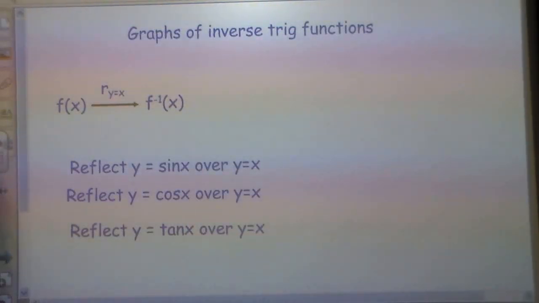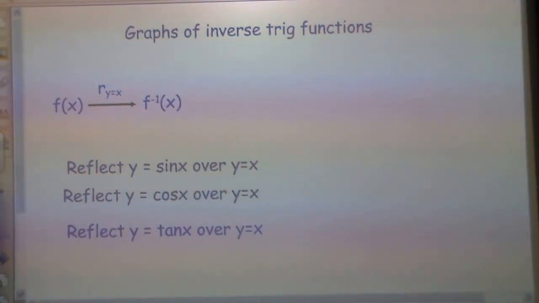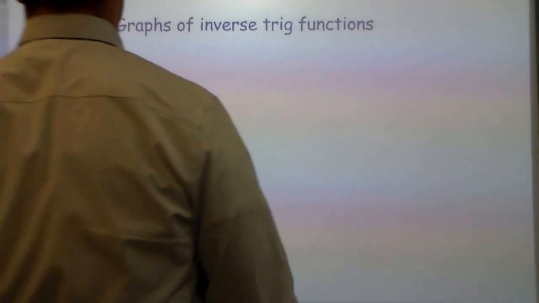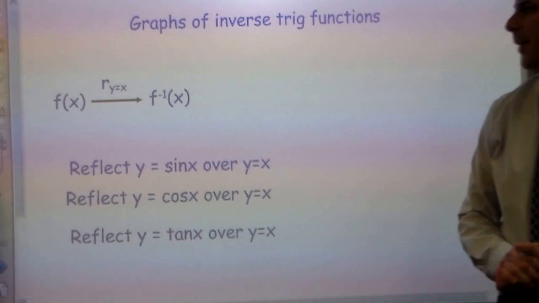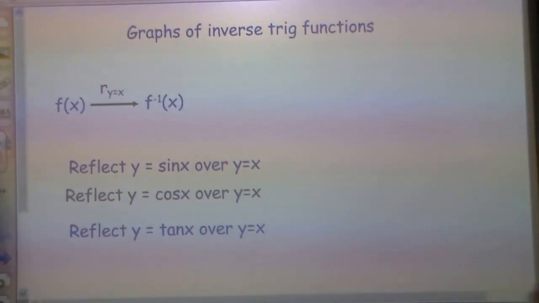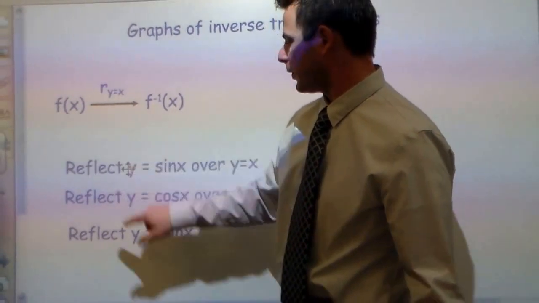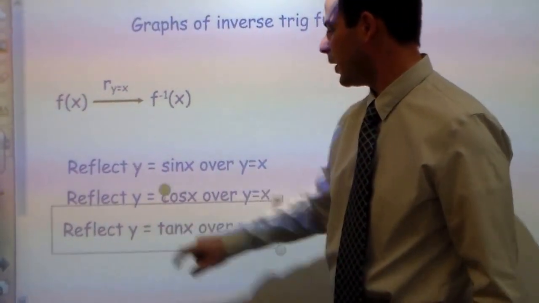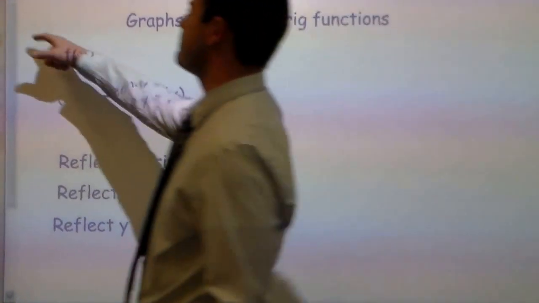All right, so now that we're familiar with all of the trig graphs, y equals sine x, y equals cosine x, and y equals tan x, let's see what their inverse graphs look like. And just recall that if we have a function f and we want to find the inverse of f, then we have to reflect it over the line y equals x. So what we're going to do is reflect sine, cosine, and tangent over the line y equals x. So let's start with sine.